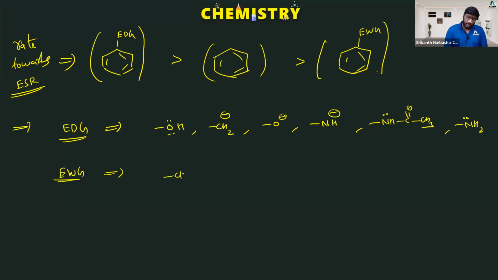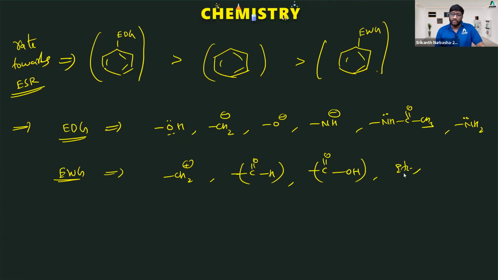Electron withdrawing groups: CH2 plus, C double bond OH, and so on. And one major drawback or misconception which comes here is alkyl halides, aryl halides. You have to decide whether haloarenes are electron withdrawing or electron donating. We all know for haloarenes, the inductive effect is dominant, that is, the electron withdrawing tendency is dominant when compared to electron donation by mesomeric effect. So are they ortho para directing or meta directing? Haloarenes are ortho para directing only, because electron donation is happening from the lone pair of electrons on chlorine.